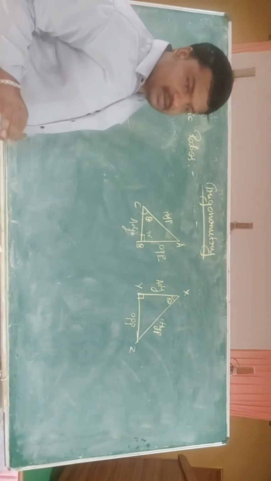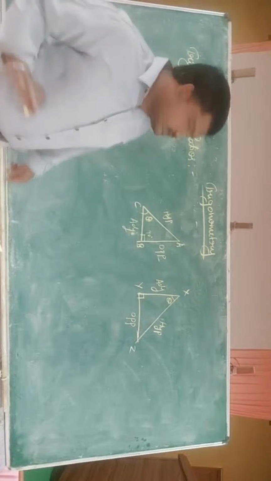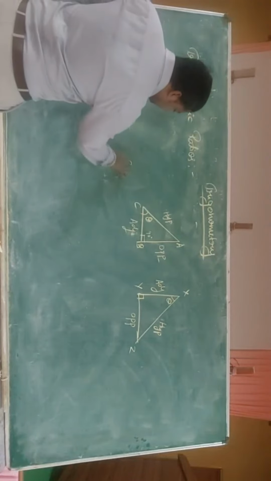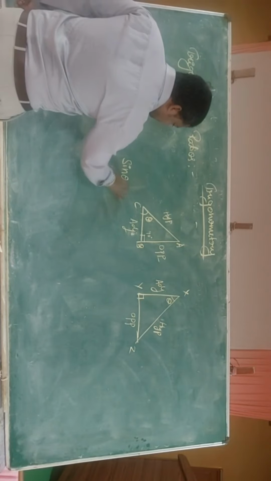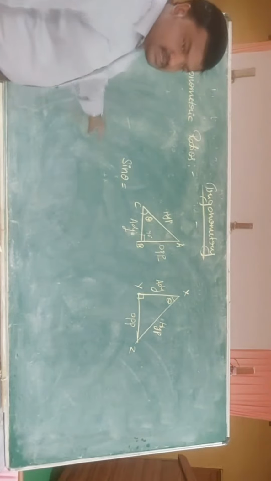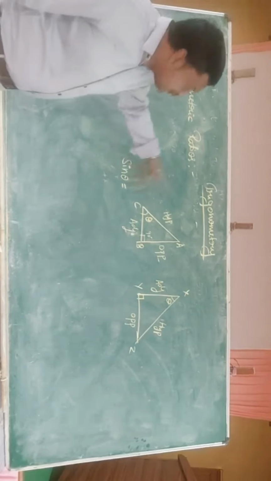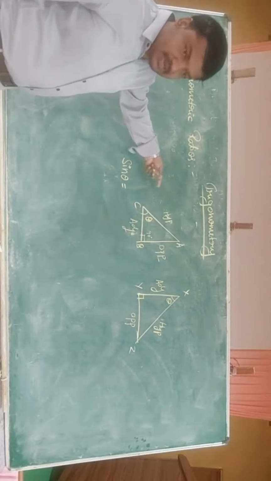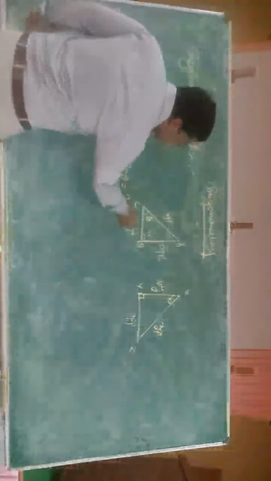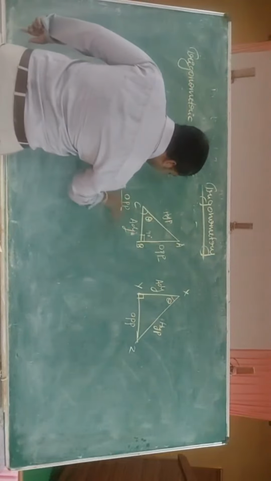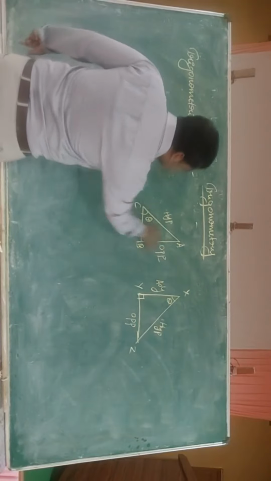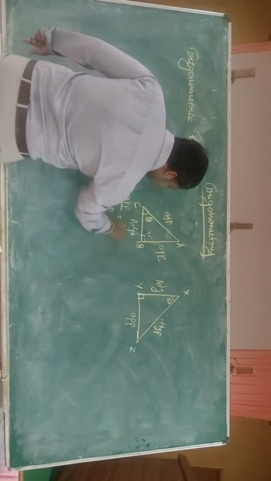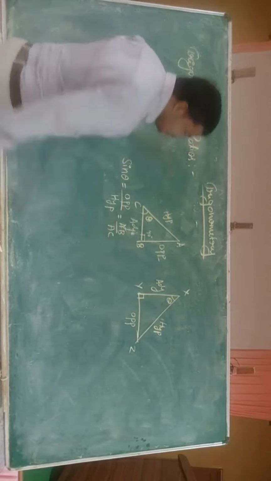So already we know that there are 6 basic trigonometric functions. The first one is sin theta. Sin theta we can define as opposite upon hypotenuse. Opposite upon hypotenuse is equal to AB upon AC. Here also the same: sin theta is equal to opposite upon hypotenuse, so YZ upon XZ.